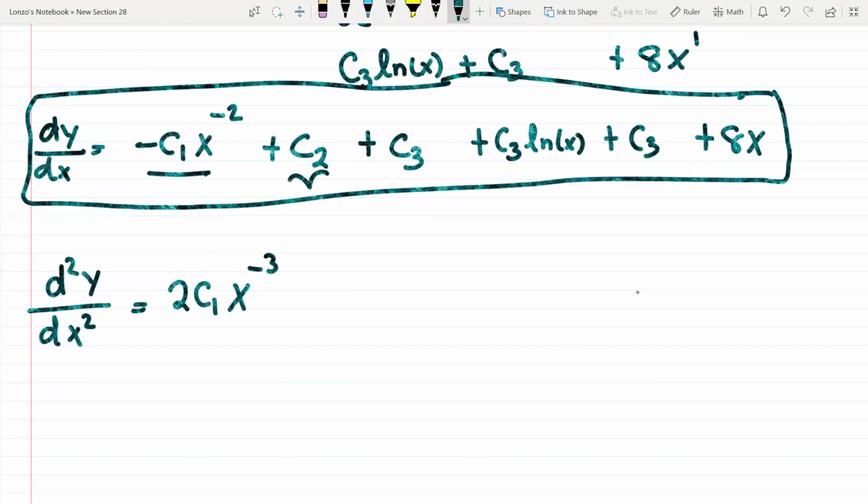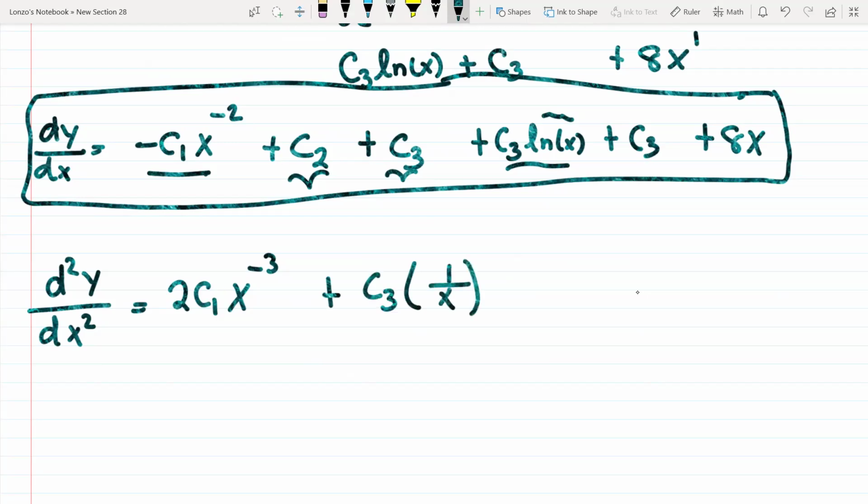What's the derivative of c2? That's easy, c2 is a constant, so 0. The derivative of c3, a constant, would also be 0. What's the derivative of c3 times ln of x? A constant times ln x. Well, I know that the derivative of ln of x is 1 over x, and then bring down the c3.